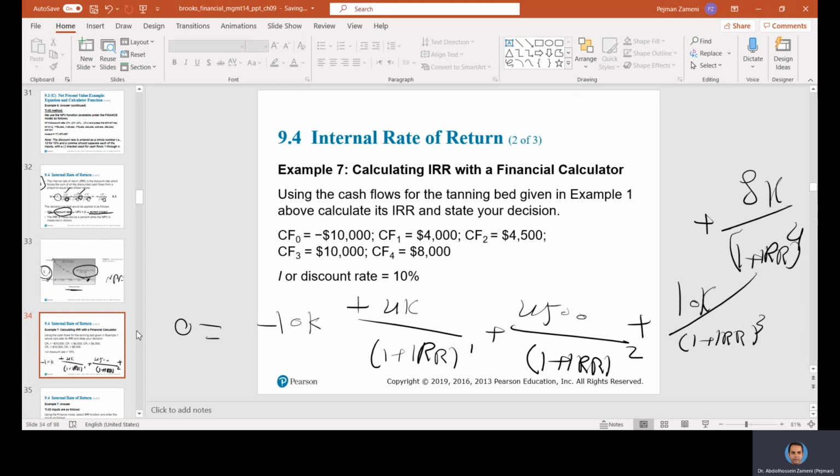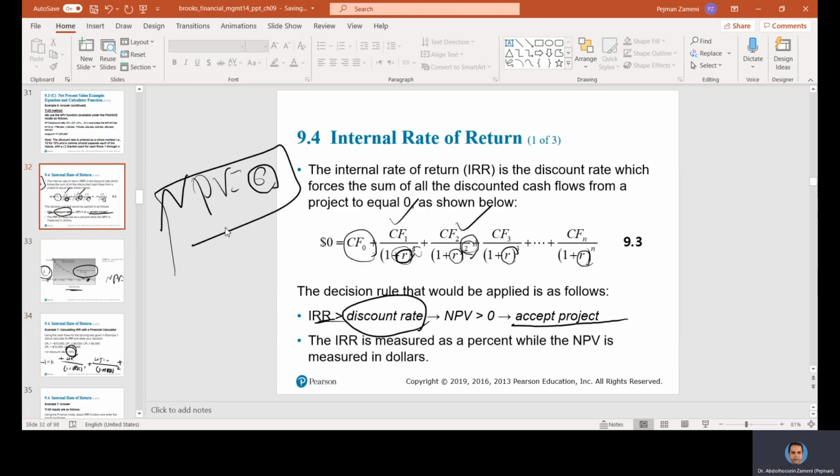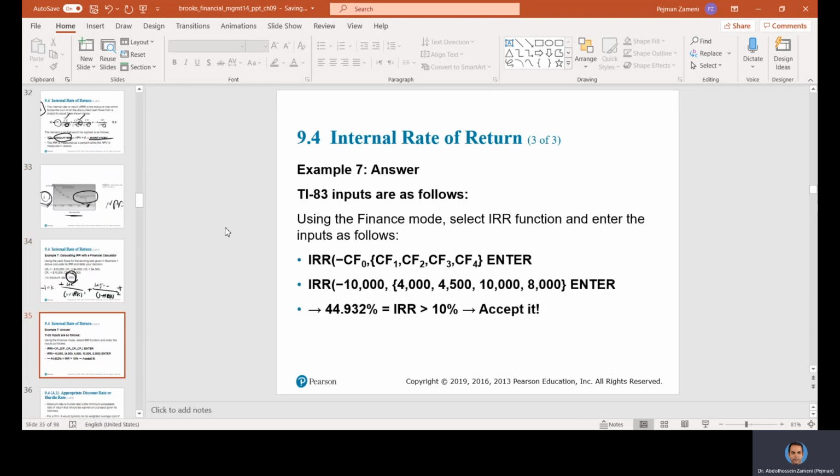Then we need to find the IRR, the root of these equations. And as you can see, the equation that we have here has a power of 4, so it's not that easy to find it manually. That's why we need either a spreadsheet, Excel, or the financial calculator. When we find the IRR, the IRR of this project is 10%. And then we need to compare this 10% with the hurdle rate or the cutoff point that we have. If the IRR is bigger than the discount rate, then we accept the project. Otherwise, we reject the project.